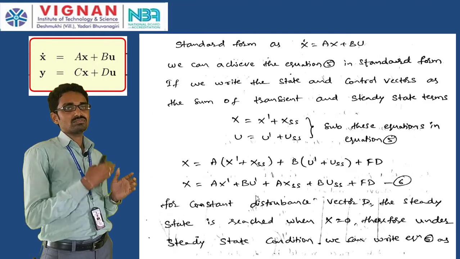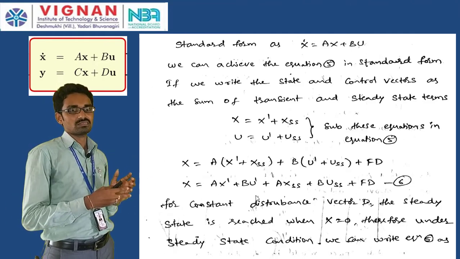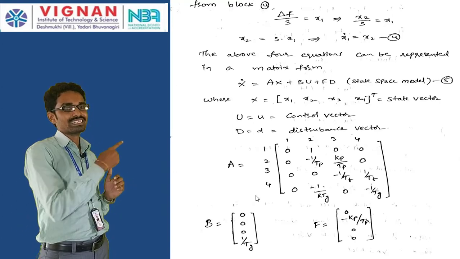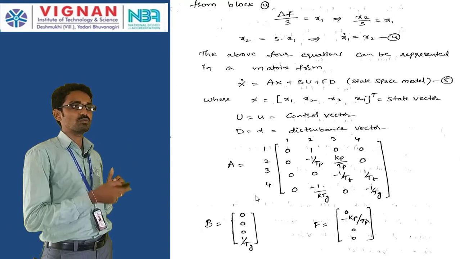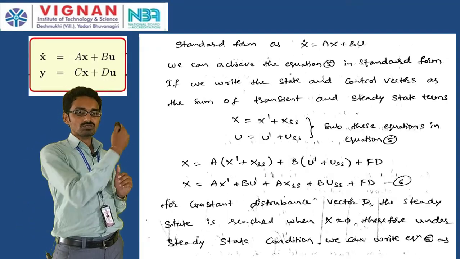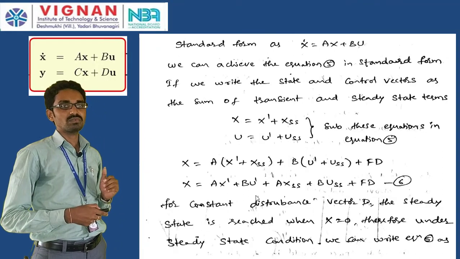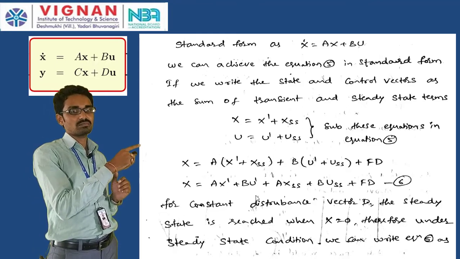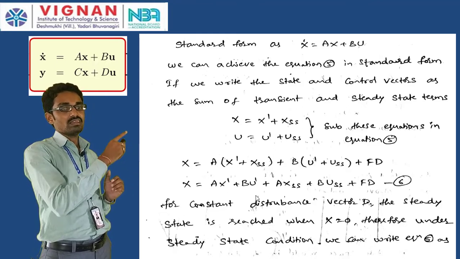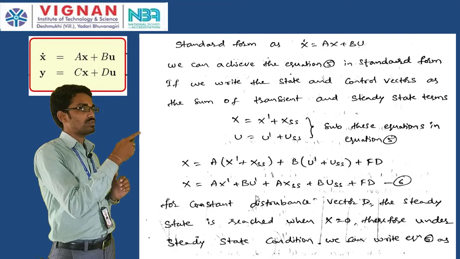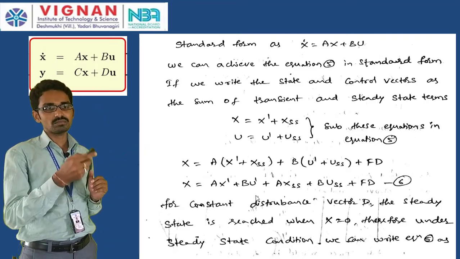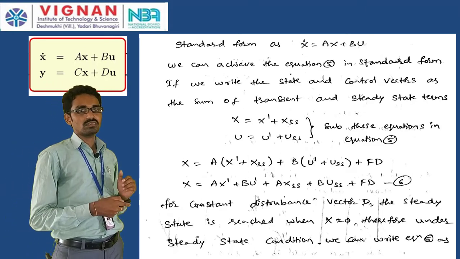So I am substituting these into equation 5. If you see equation 5, that is x dot is equal to Ax plus Bu plus Fd. If I substitute in that state space equation, then you are going to get x dot is equal to A into (x dash plus xss). x dash is nothing but the transient value, xss is nothing but the steady state value. Just substitute those values.